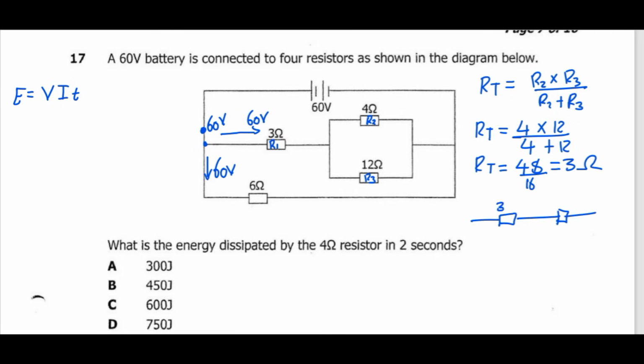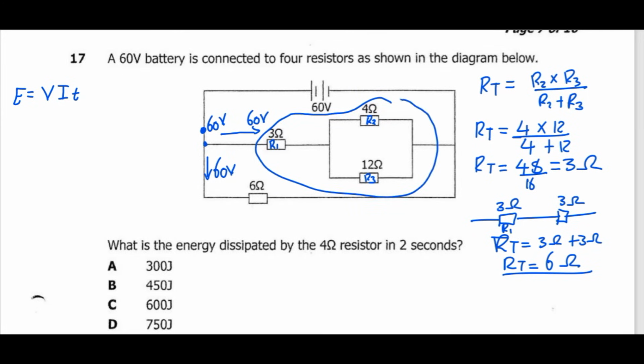We know that here we have resistor 1 with 3 ohms, then the combination of these 2 resistors, 4 and 12, we have this one. So how can we find the total resistance? The total resistance will be 3 ohms plus 3 ohms. Then our total resistance is equal to 6 ohms. This means that if we combine these to make it 1, we are getting 6 ohms.